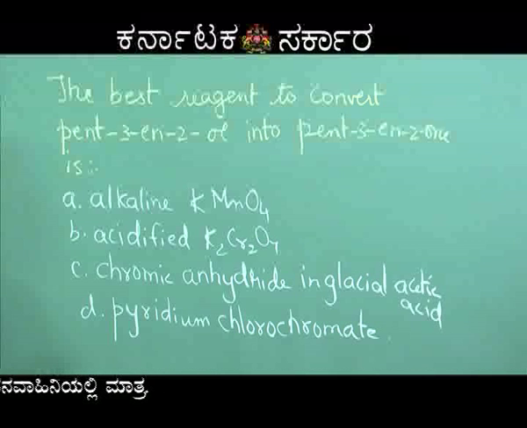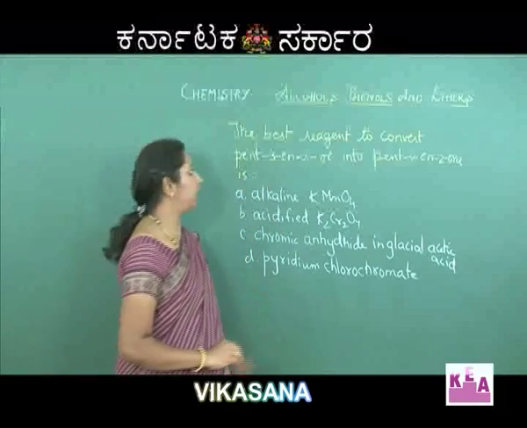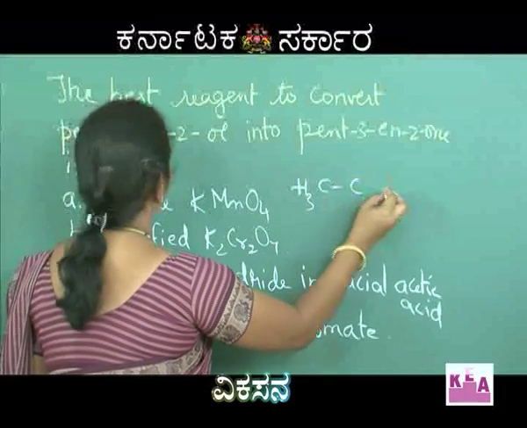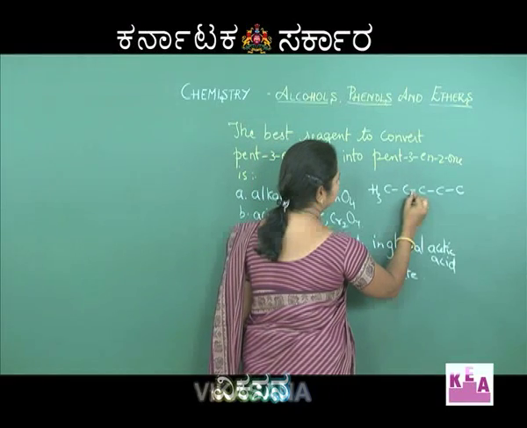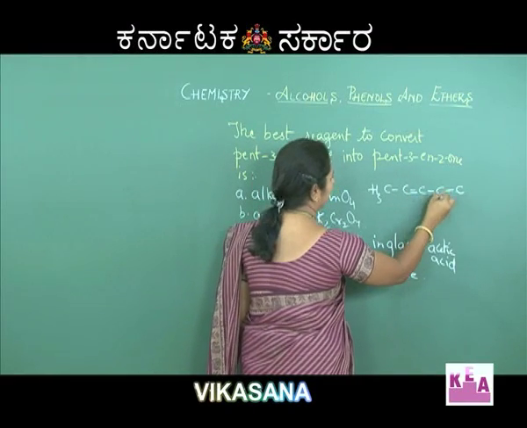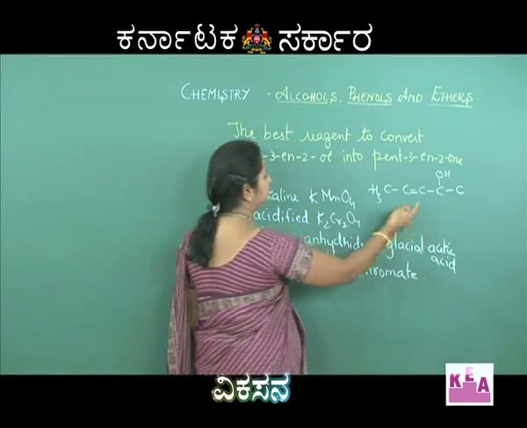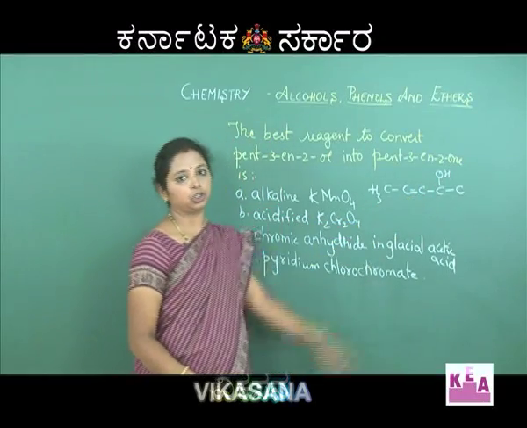Option A, alkaline KMnO4. Option B, acidified dichromate. Option C, chromic anhydride in glacial acetic acid. Option D, pyridinium chlorochromate. Now look at the compound. We have pent-3-ene-2-ol, that is CH3C, 5 carbon atoms. We have at third position a double bond, and at second position we have an alcoholic group. So this has to be converted to a ketonic group without oxidation of double bond.